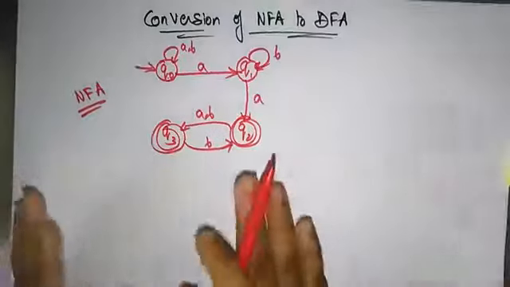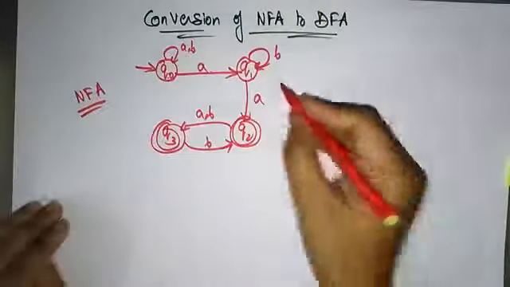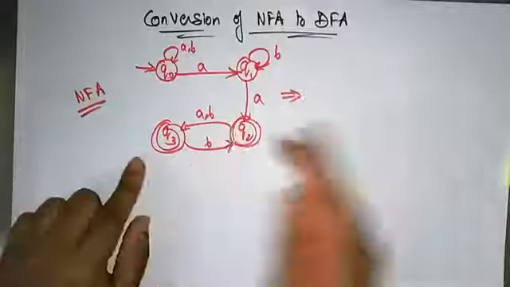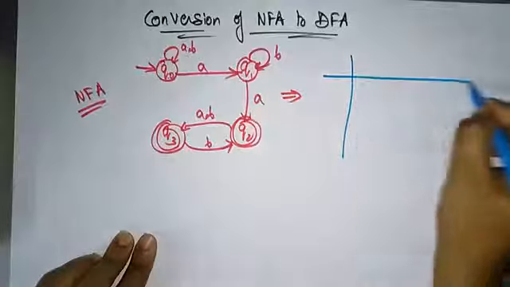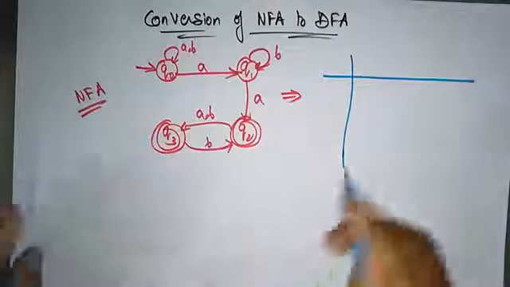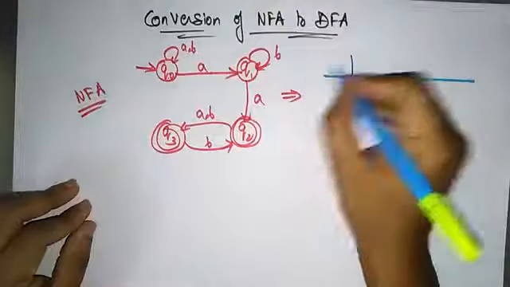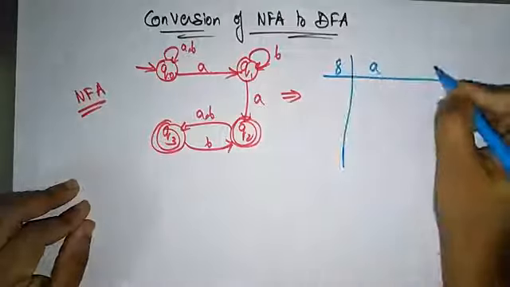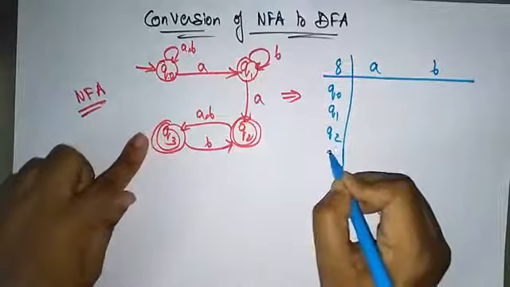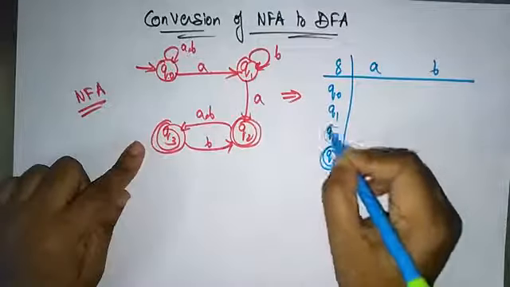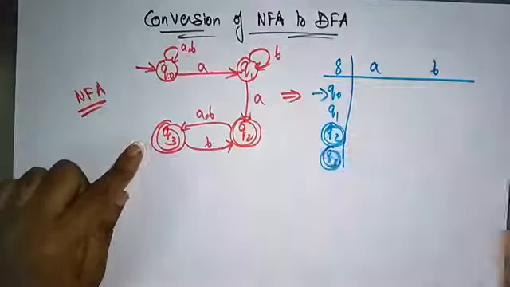Now I want to convert this NFA into DFA. First, I am constructing the transition table. With the help of the table, I can convert this into a DFA. Just take the inputs A, B. So what are the states? Q0, Q1, Q2 and Q3. Here Q2 and Q3 are the final states and Q0 is the initial state.